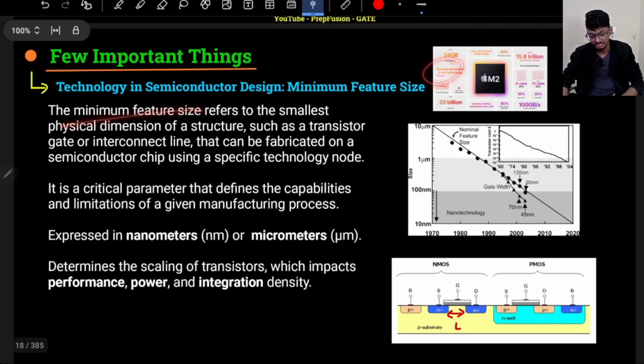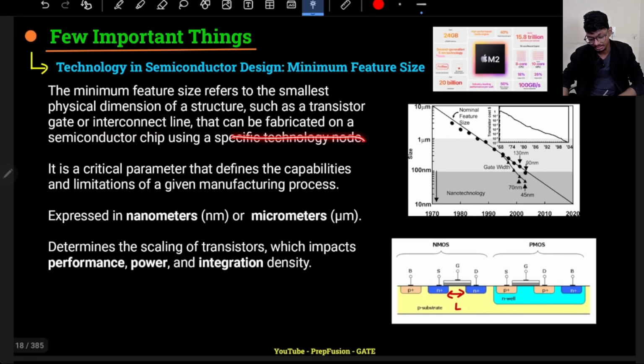The minimum feature size refers to the smallest physical dimension of a structure, such as the transistor gate or interconnect line, that can be fabricated on a semiconductor chip. It is a critical parameter that defines the capability and limitations of the manufacturing process. The smaller it is, the less power it will consume. That's why we are reducing it. The more density it will be.